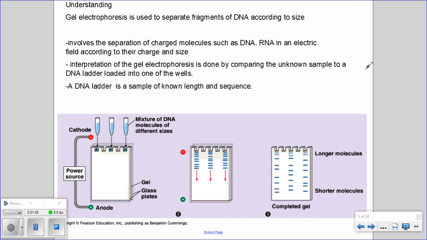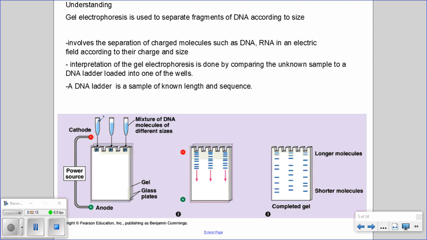After PCR, the DNA sample is then subjected to gel electrophoresis. Gel electrophoresis is used to separate the fragments of DNA according to their size. It involves the separation of charged molecules such as DNA or RNA in an electric field according to their charge and size, but mostly due to their size. Interpretation of gel electrophoresis is done by comparing the unknown sample to a DNA ladder loaded into one of the wells. A DNA ladder is a sample of known length and sequence.